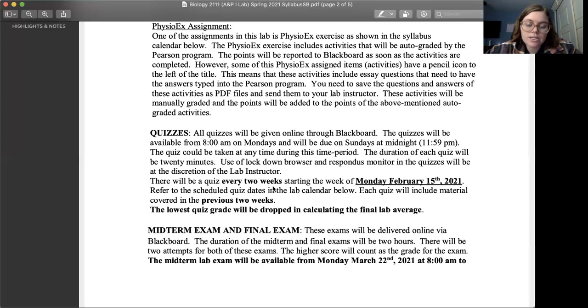They're every 2 weeks. We won't be using lockdown browser, and your lowest quiz will be dropped. So again, if you're having technical difficulties, even after that second attempt, that's probably going to be the quiz that you drop. So there's a lot of leeway in these quizzes, and I think that's pretty fair.